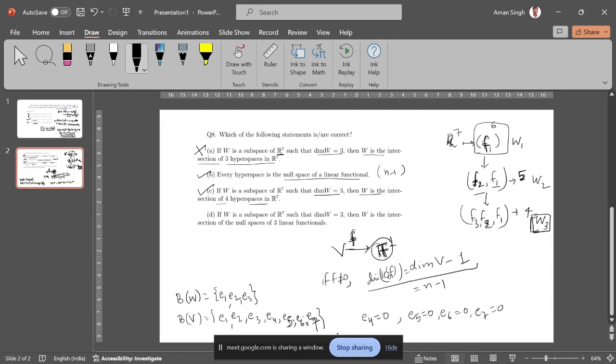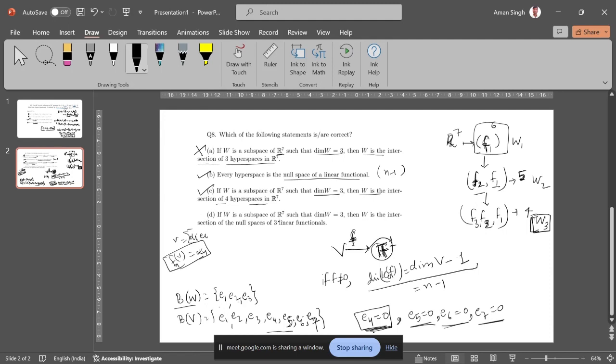So these four hypersurfaces, if you evaluate them, are equal to 0. E4 itself is a linear function which refers to the fourth coordinate. If this is a basis, then any V can be written as the sum of alpha i times Ei. Then F of V is equal to alpha 4. This map is the projection onto the fourth coordinate, F4. So this is also a hypersurface. If you take the intersection, all these coordinates become zero. The only thing left is E1, E2, E3, which span W. So the intersection of these four hypersurfaces is W. So C is correct.